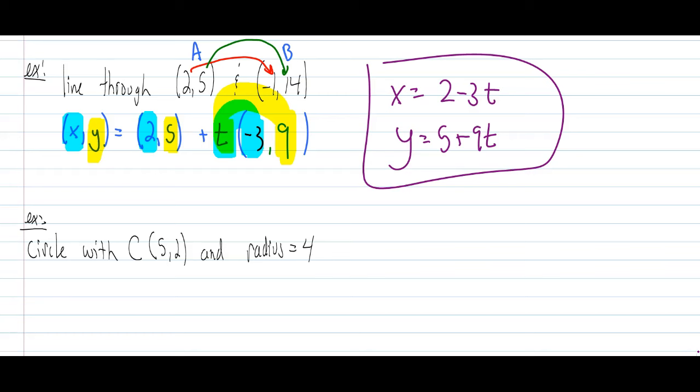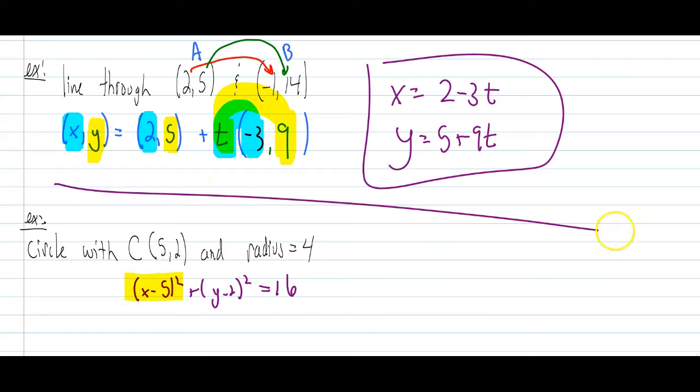And here is our last one. If this is the center and this is the radius, that means that (x - 5)² + (y - 2)² is equal to 16. So there's our circle in standard form. And then we're going to break it up into parts.